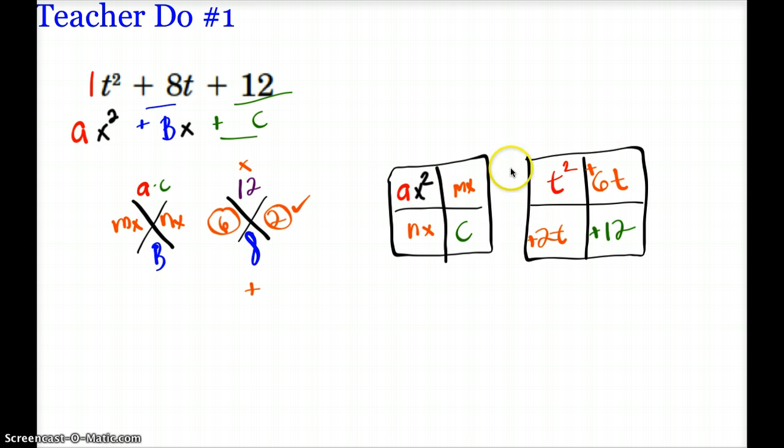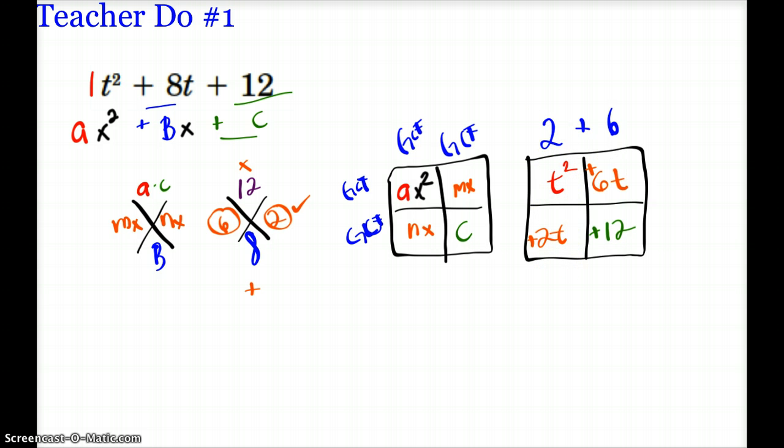Now once I find out what these are, I have to find my GCF of this row, GCF of this column, and GCF here. Now you see why knowing how to find your GCF and your division is very important. The GCF of this row, 6 and 12, are both divisible by positive 6.